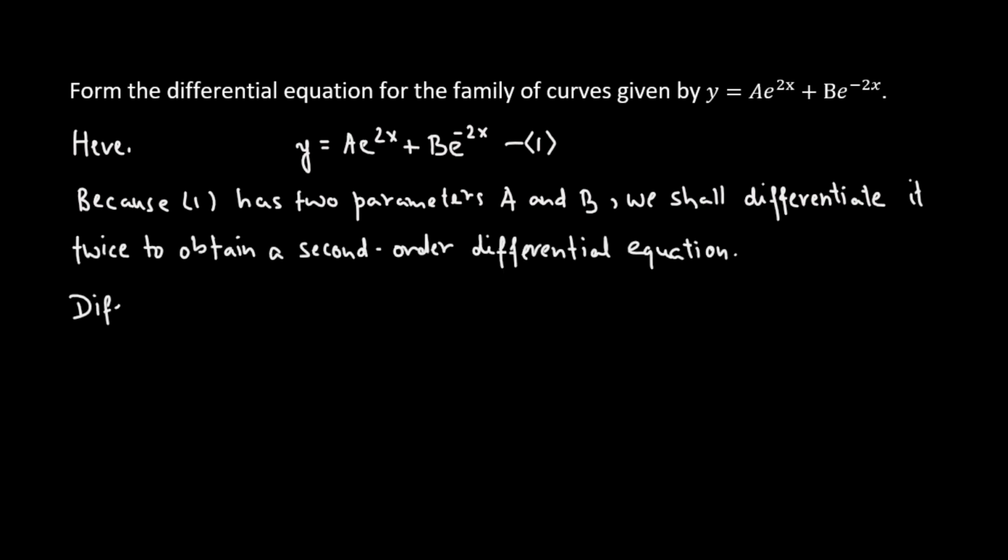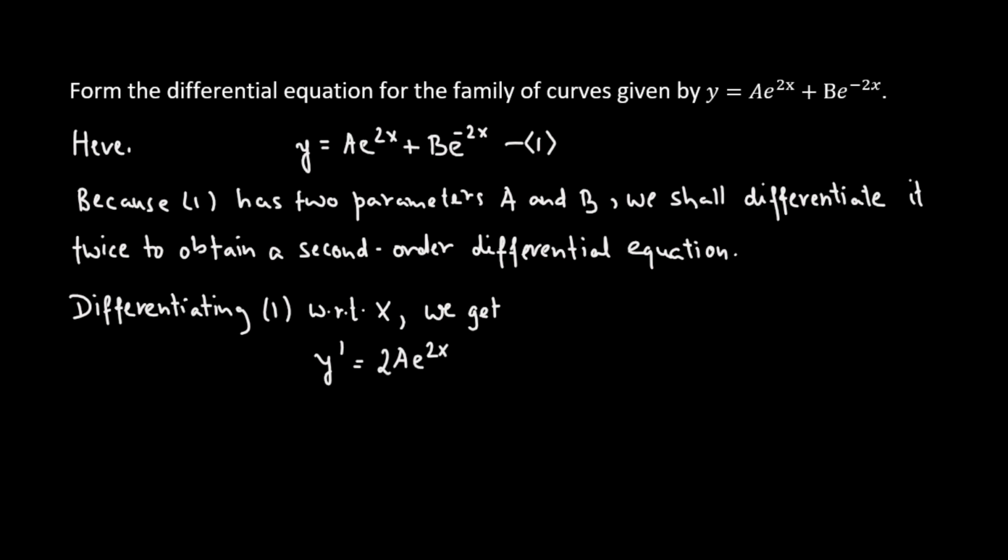Differentiating one with respect to x, we get y prime equals a times e raised to the power of 2x, and this will be multiplied by a factor 2, which was obtained by differentiating 2x with respect to x. Here we have used the chain rule. Similarly, we have negative 2b e raised to the power of negative 2x. Here negative 2 was similarly obtained by differentiating negative 2x with respect to x. Let this be equation number 2.